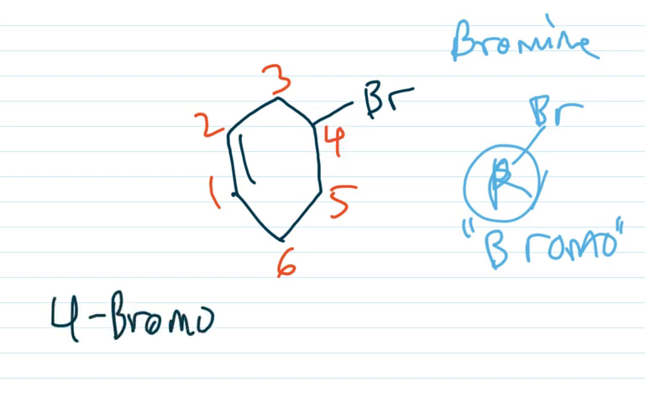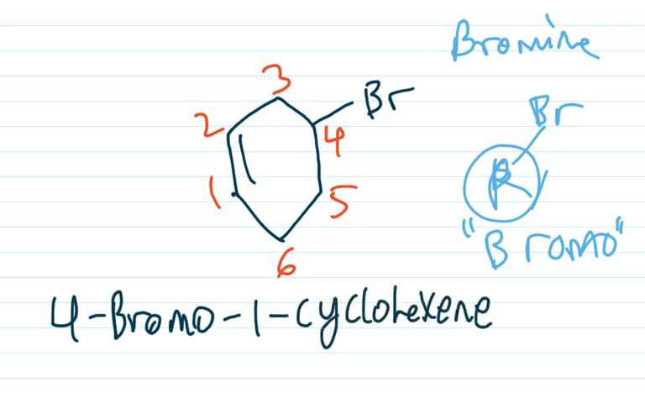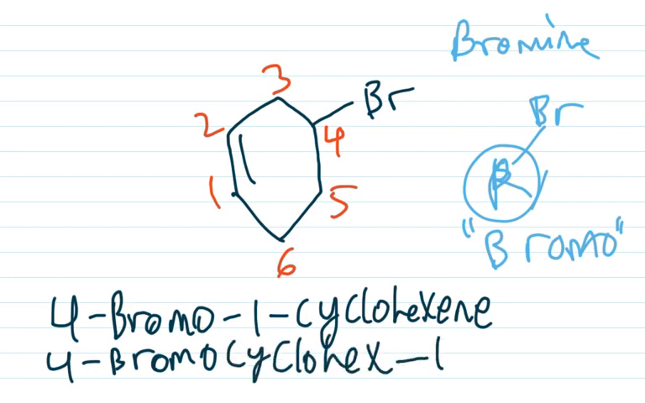So it'd be 4-bromo, and you could say cyclohexene because there's only one double bond, but if you want to be specific, you can say 1-cyclohexene. And again, if we're looking at IUPAC rules, you can also put the 1 in front of the cyclohex. So it'd be 4-bromocyclohex-1-ene, with the 1 designating that the double bond's on the 1 carbon. All right, so both of these are correct.